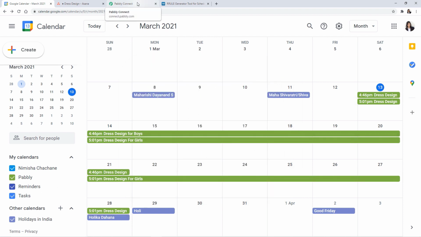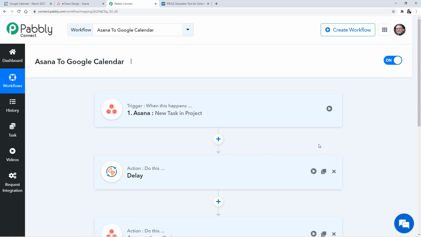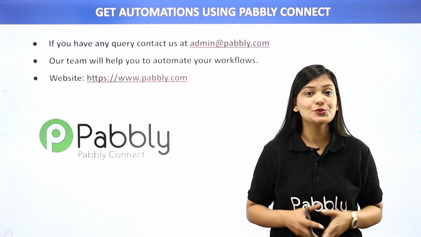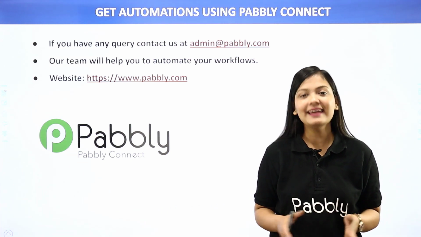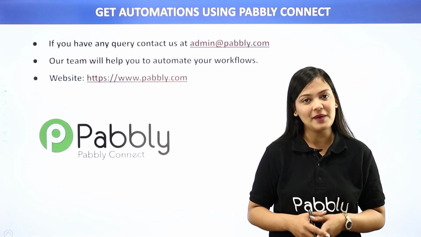Moving to our Pabbly Connect account. This basically means our integration is working absolutely fine, and this also means whenever we add a new task in our Asana application, a new event will be automatically created in our Google Calendar. Not just these two applications, but we can integrate any number of applications with the help of Pabbly Connect.